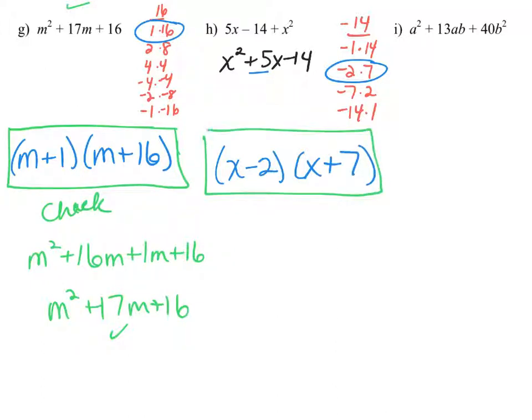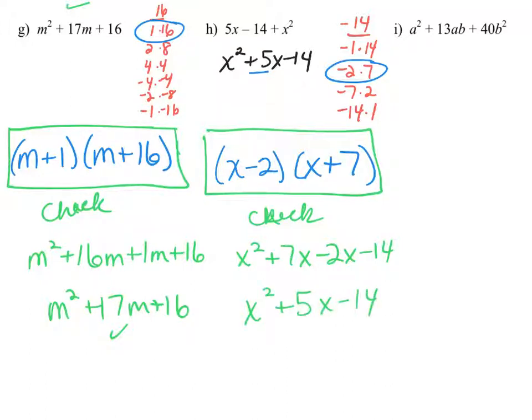Again, as always, you can check your work by using the FOIL process. X times x, the first is x squared, the outer is plus 7x, the inner is minus 2x, and the last is minus 14. By combining the middle terms, we see we get x squared plus 5x minus 14, which is what we started off with.